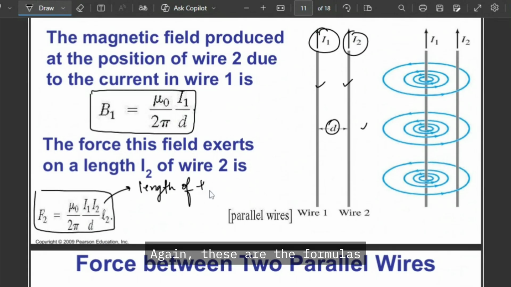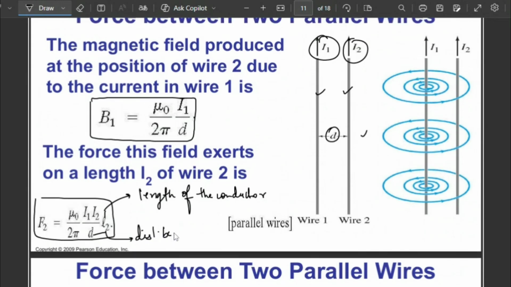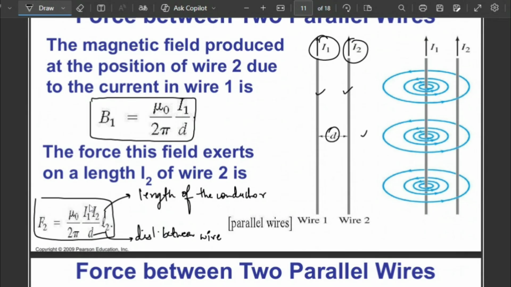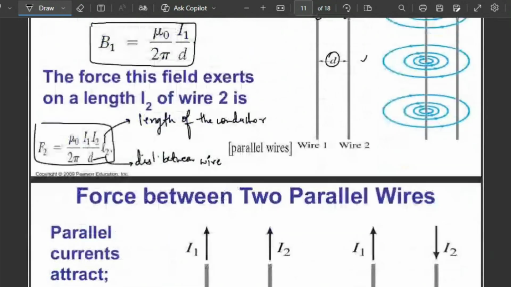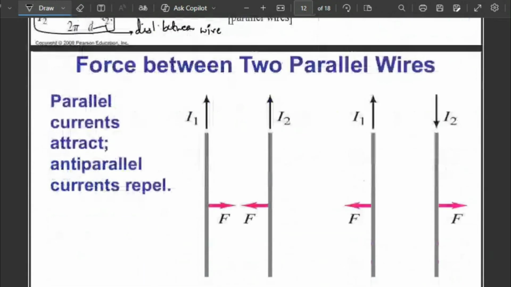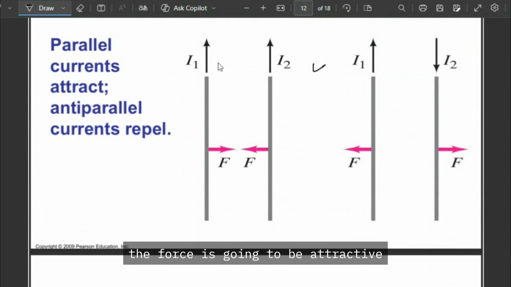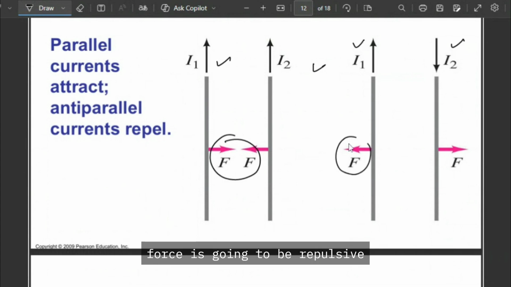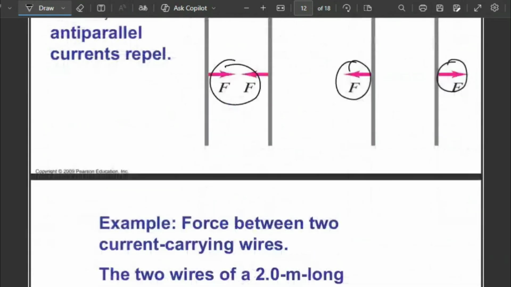Again, these are the formulas which we'll be using to solve problems, homework problems basically. This is going to be the length, this is going to be the distance between the wires. You have to identify in the question itself what is given here. I1, I2 will be the currents. This is going to be the force. Similarly, if the two wires carry current in the same direction, the force is going to be attractive, whereas if the wires carry current in opposite directions, the force is going to be repulsive. That is what we need to remember here.